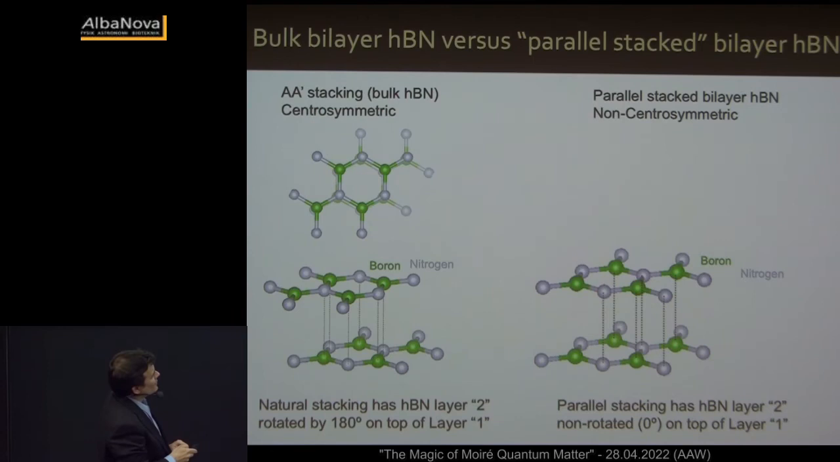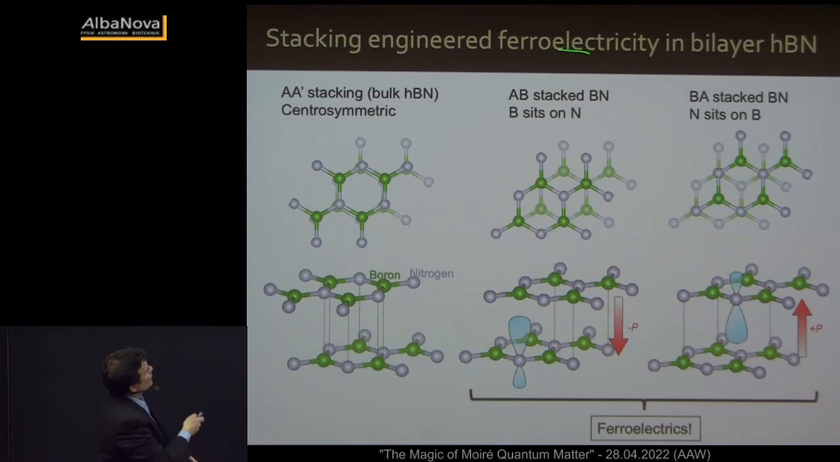It slides laterally to a configuration which is AB stack boron nitride, where the boron atom sits on top of the nitrogen, or BA stack boron nitride, where the nitrogen sits on top of boron. It turns out that these two configurations have permanent electric dipole moments, and they're opposite for the two configurations. So if you can switch between these two configurations, you have a switchable ferroelectric. And indeed, that's what we made.